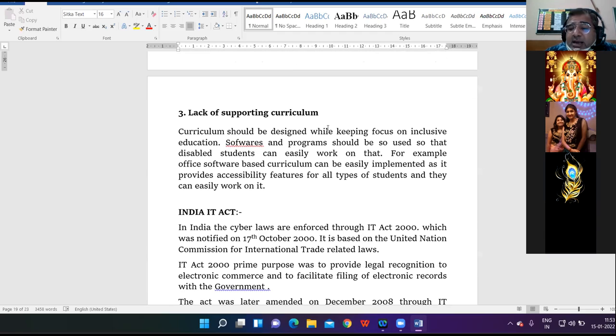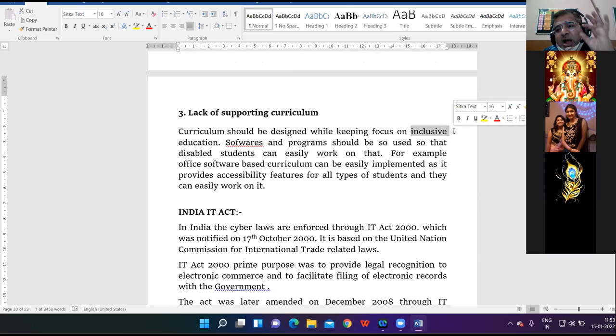Lack of supporting curriculum. Curriculum should be designed while keeping focus on inclusive education. सबकी जरूरत को ध्यान में रखते हुए, हर बच्चे की जरूरत को ध्यान में रखते हुए, disable हो चाहे able हो, all students are equal, all children are equal. Keeping in mind the need of every child, the curriculum, the syllabus must be designed in such a way.